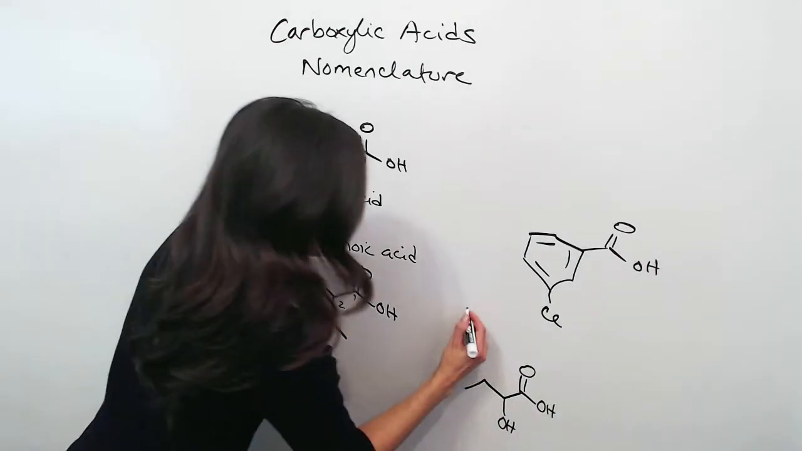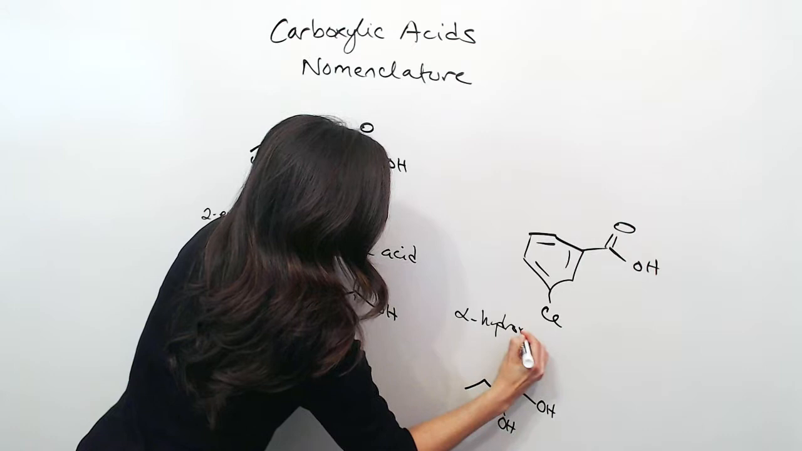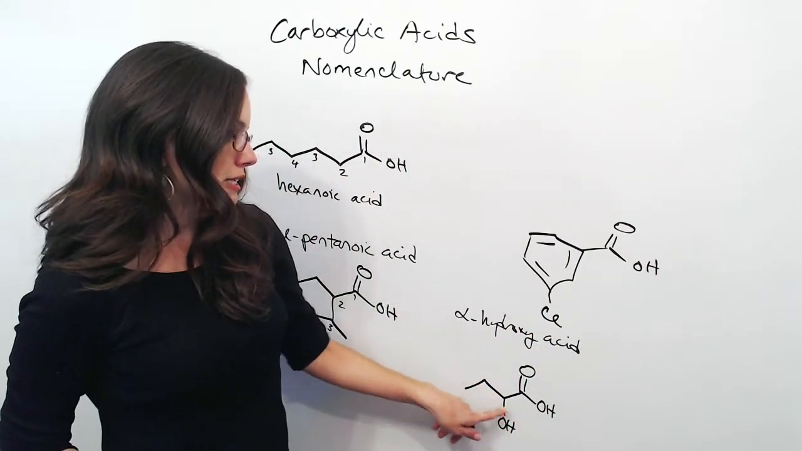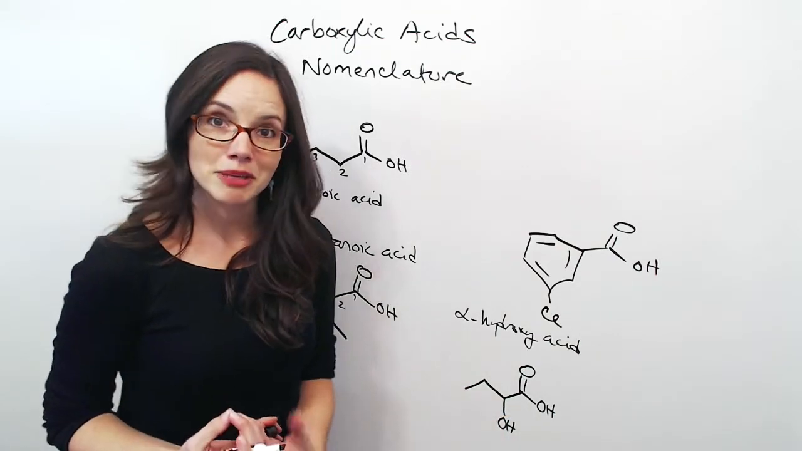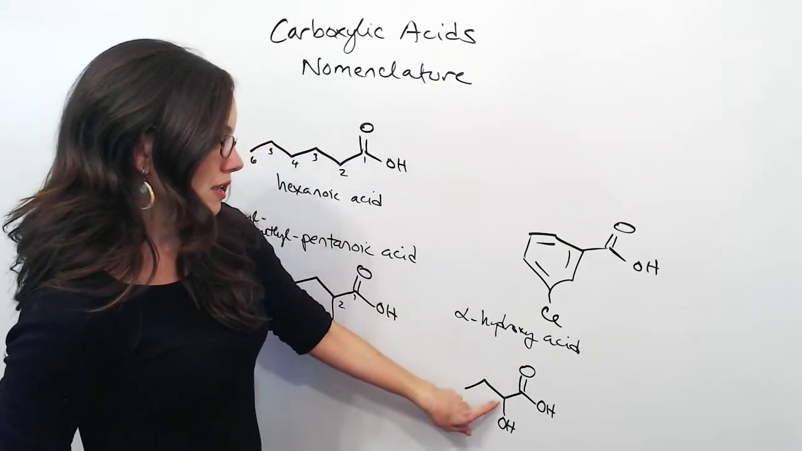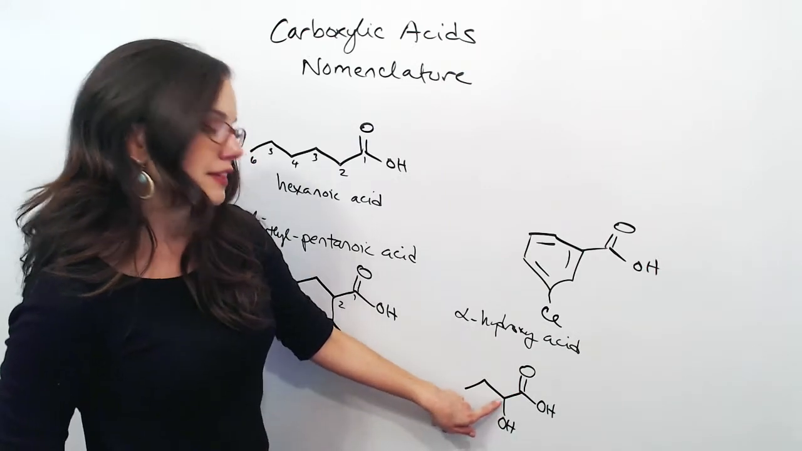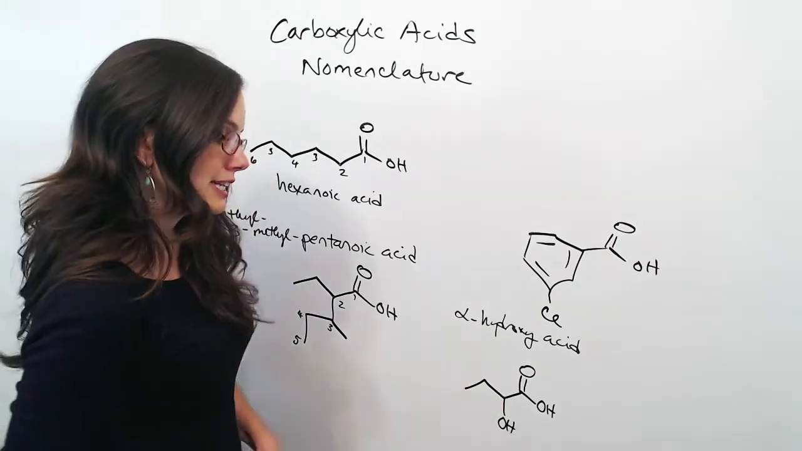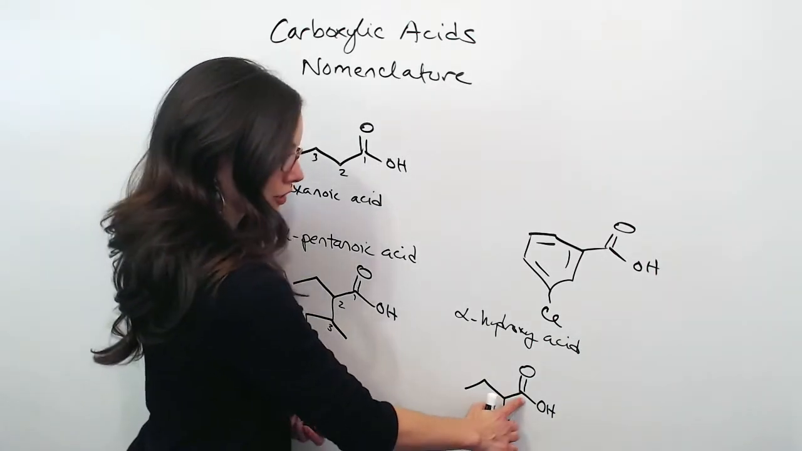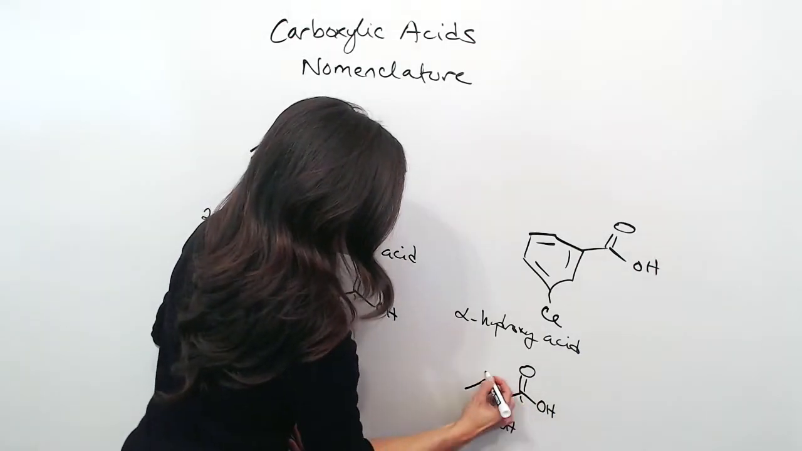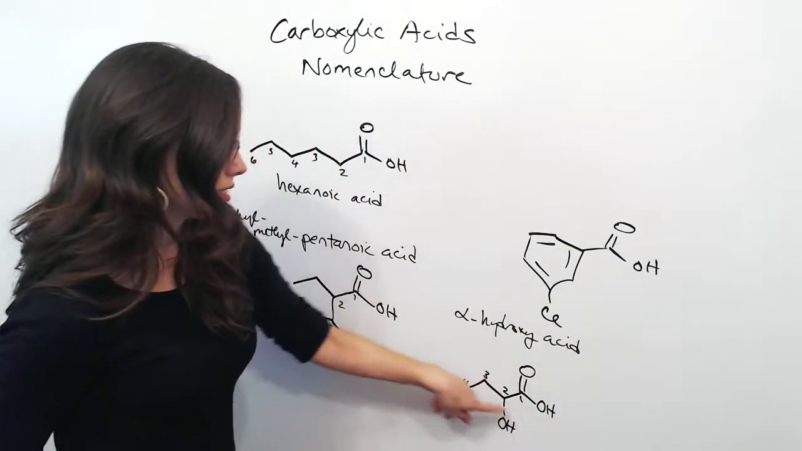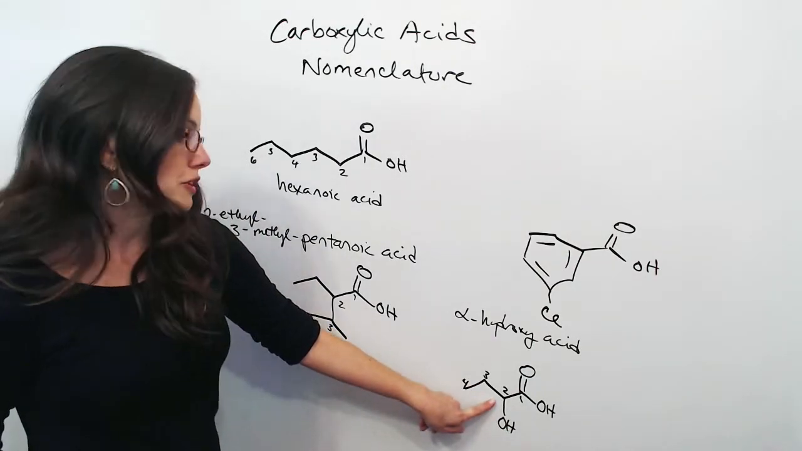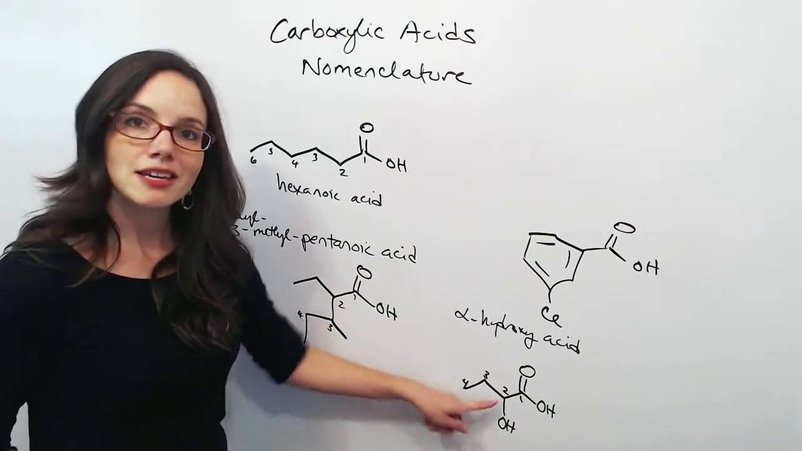Here's an example of an alpha hydroxy acid. Remember that when you have a carbonyl, the carbon next to the carbonyl is known as the alpha carbon. And so sometimes you're going to see hydroxy groups on the alpha carbon, and those are called alpha hydroxy acids. If we were going to name this one, we know again that our carboxylic acid is on carbon 1. So this is a butanoic acid, and there's a hydroxy group on carbon 2. So we'll just call this 2-hydroxybutanoic acid.